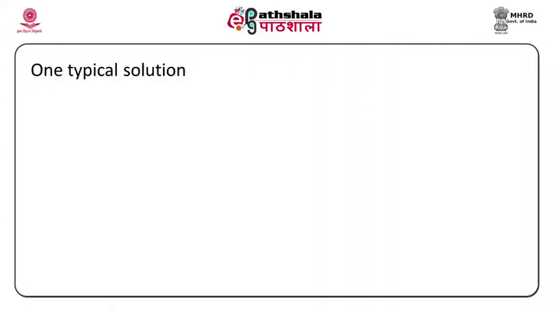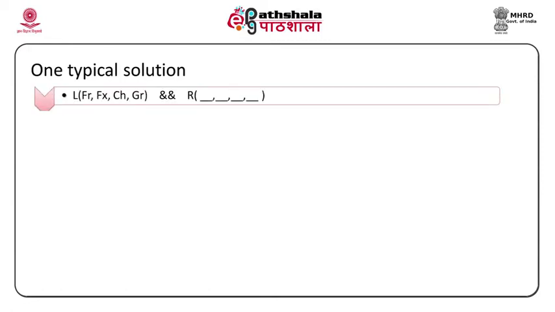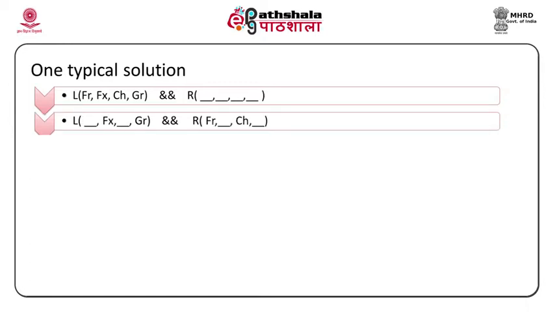One typical solution of the farmer, fox, chicken, grain problem is shown. You can see that you begin with all of farmer, fox, chicken, grain on the left hand side and so on, and then you send farmer and chicken to the other side. Why?